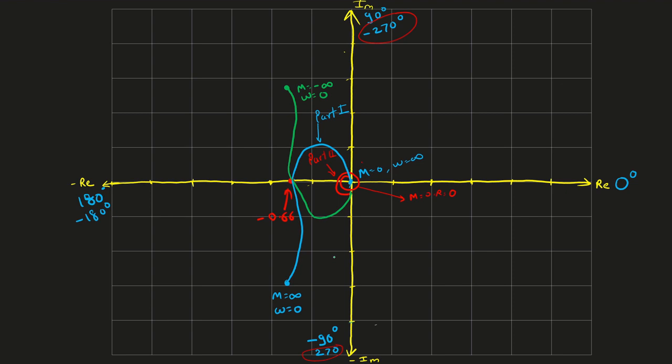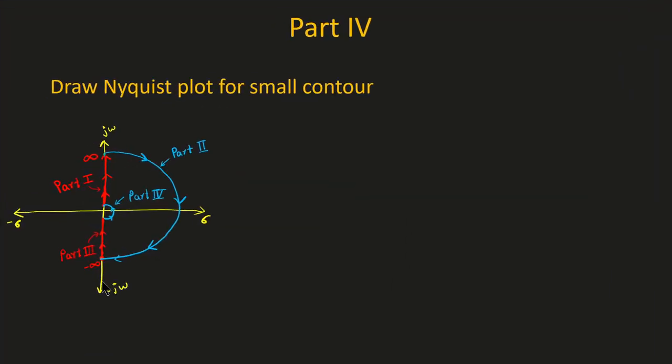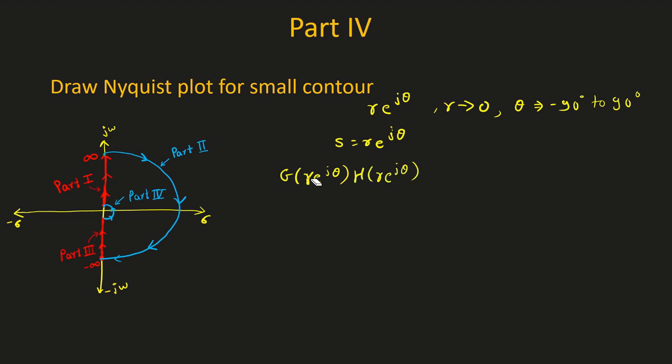So to draw part 4, we need to do some more mathematics. Let's do part 4. So how we are going to plot part 4? It's a part having a radius r, e raised to j theta, where r is tending towards 0 and theta is varying from minus 90 degrees to plus 90 degrees. So we put s equal to r e raised to j theta into our given transfer function. So G of r e raised to j theta, H of r e raised to j theta, equal to 1 upon r e raised to j theta, 1 plus r e raised to j theta, 1 plus 2 r e raised to j theta.